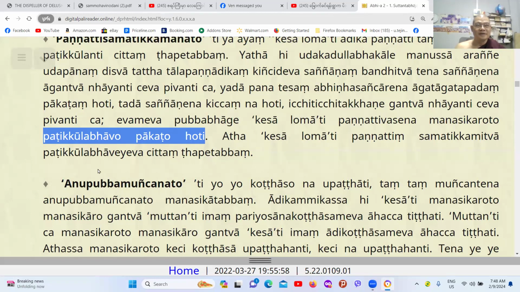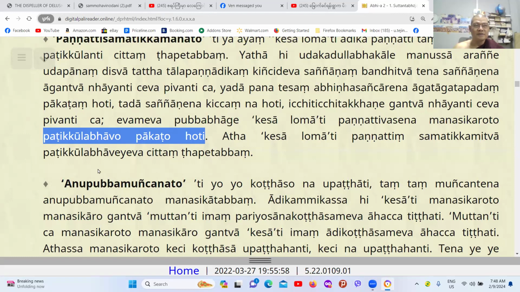Here also it is the same. When we contemplate these 32 parts of the body many times, finally we contemplate them as repulsive. So we have to observe these things as repulsive. Then the kesa loma disappear. Only repulsiveness appears. Whenever we say kesa, only repulsiveness appears.